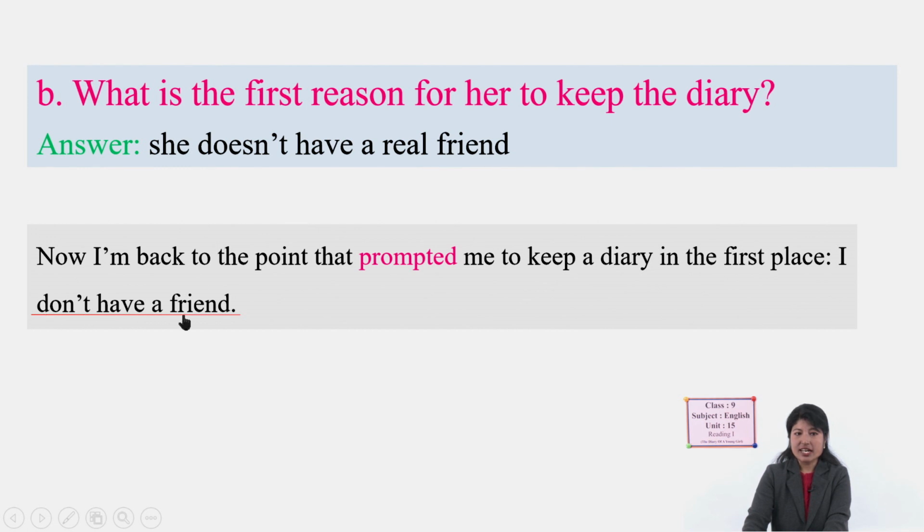Yes, she doesn't have a friend. She doesn't have a real friend. She did not have a friend. That's why she wrote the diary.